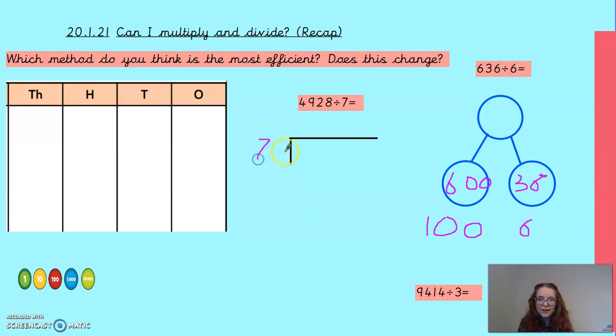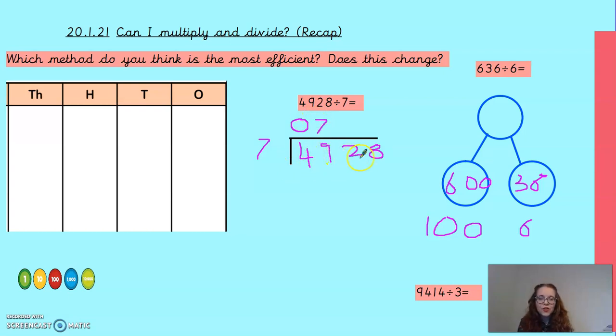Okay, I'm going to put my 7 in here, then I'm going to put my other number underneath the bus stop. 4, 9, 2, 8. I hope your handwriting of your numbers is better than mine. Okay, 7. Does 7 go into 4? It does not. So I'm going to put my 0 in here. Does 7 go into 49? Well, yes it does. 7 squared is actually 49. So I know that 7 goes into 49 7 times.